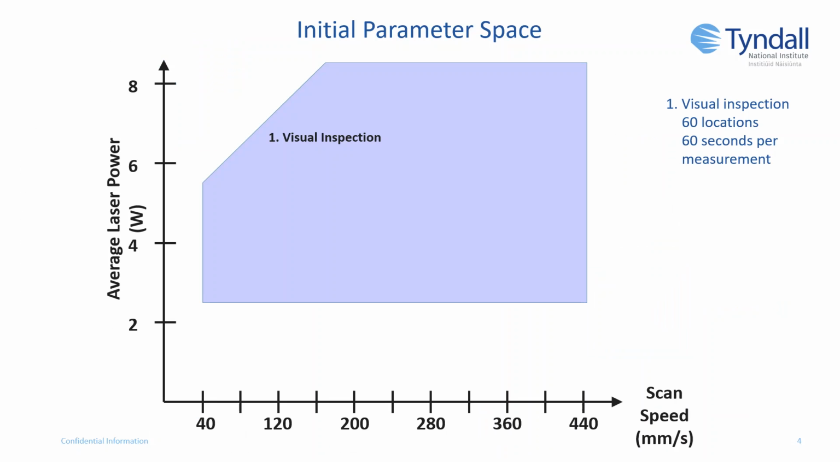Based off of our initial scoping tests, we established an initial parameter space as shown here. Due to the size of the parameter space, we opted to visually assess and categorize our samples to reduce the scope before conducting more time-consuming measurements.